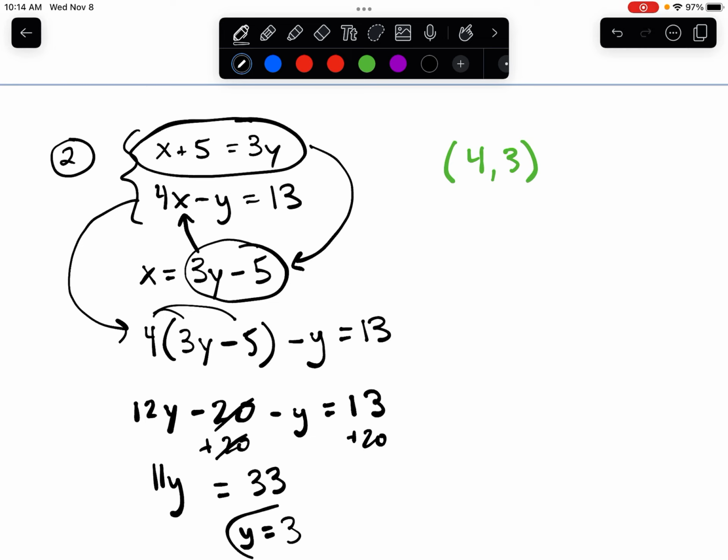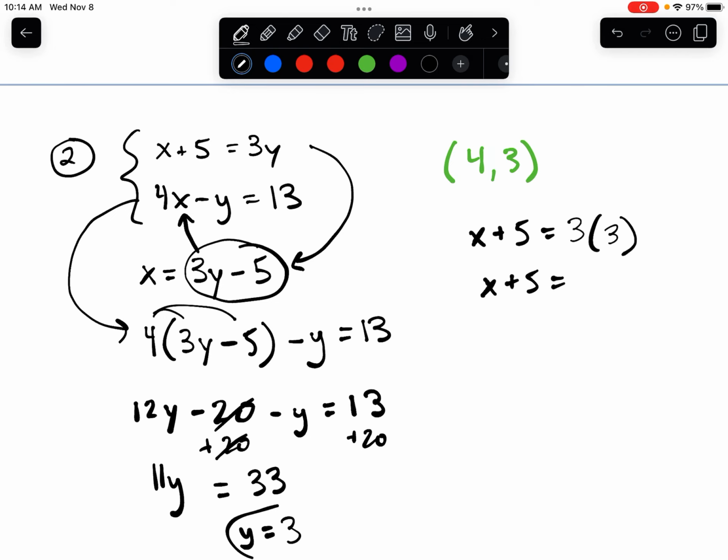I think the top one looks a little bit easier, smaller numbers, so I'm going to plug it in there. x plus 5 equals 3y, but I'm replacing the y with a 3, we said. So now we get x plus 5 equals 9, and when I subtract 5, we get x equals 4, which again checks out. All right, so we do get (4, 3) as our final answer.